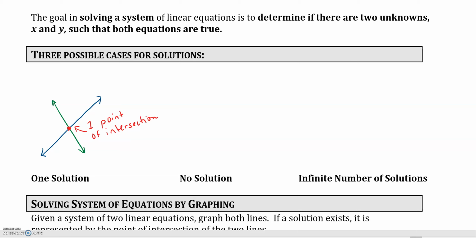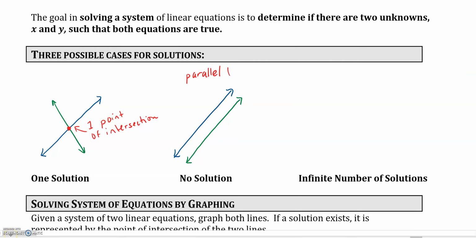Then there's a case where we can have no solution for our set of linear equations, and that's when we have two lines that are parallel but not equal, and so they always stay equal distance apart and will never intersect. So these are parallel and not equal.